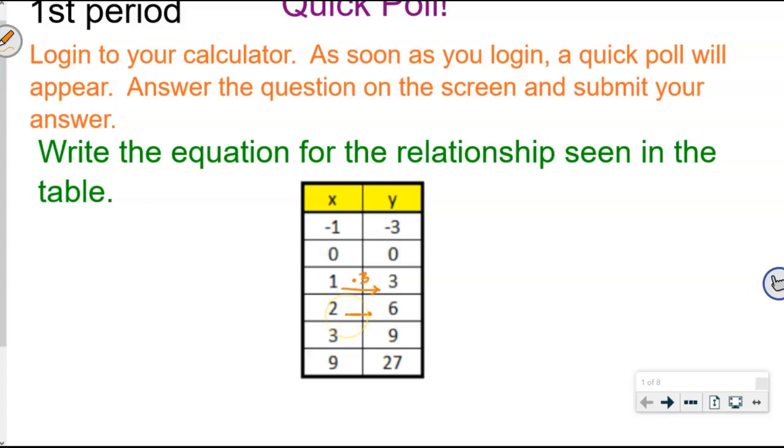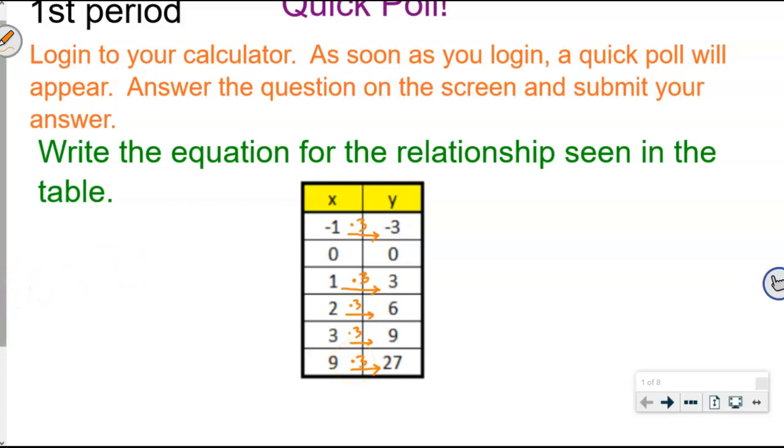2 times 3, is that still 6? Yep. 3 times 3, is it 9? And even the tricky one that I put at the very, very beginning, -1 times 3, is that -3? Yeah, everywhere in this table, to go across the table, I'm multiplying by 3. 3 is the constant of proportionality.